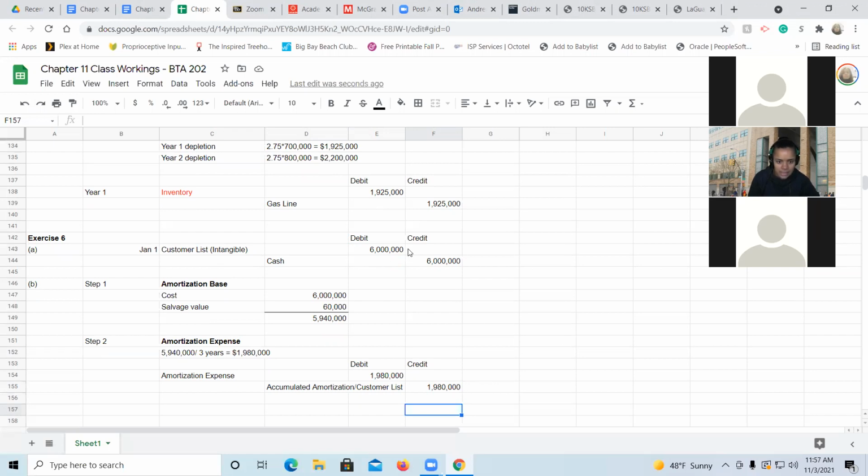Okay, so the process again: record the asset. When you're doing the amortization calculation, you look for a salvage value because that has to come off to make the amortization base. And then the expense is just straight line, divided by the number of years in the useful life of the asset that was given in the question. Then debit amortization expense, similar to depreciation expense, and credit either accumulated amortization or the asset itself.